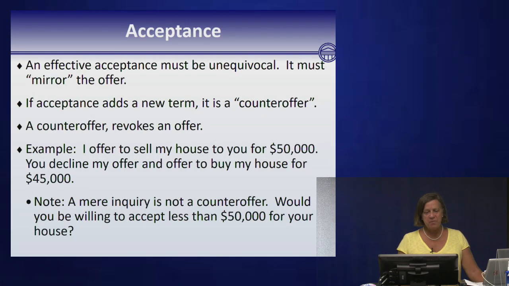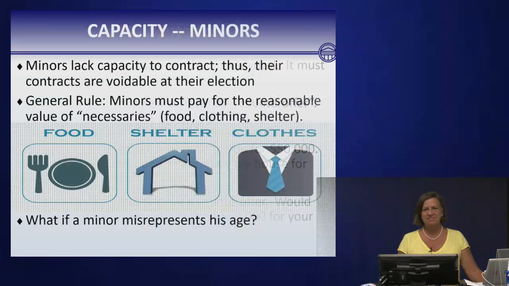All right, so we have offer plus acceptance. Acceptance must mirror the offer. If it does not, then it is considered to be a counteroffer, and counteroffers revoke offers. So, example, I offer to sell you my house for $50,000. You decline my offer and offer to buy my house for $45,000. You've just made a counteroffer. You cannot come back and then accept my original offer because your counteroffer revoked my offer.